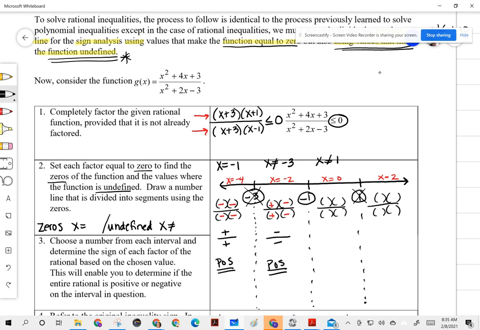Okay, so now let's do 0. 0 plus 3. Oops, I'm going to color code that. 0 plus 3, 0 plus 1, 0 plus 3, 0 minus 1, so that's a negative. So I've got a positive over a negative, and so that interval portion is going to be a negative. And then now I'm going to do 2. So I've got 2 plus 3, 2 plus 1, 2 plus 3, and 2 minus 1. Well, that definitely looks like it's going to be a positive over a positive. And so that's going to be positive on that interval.